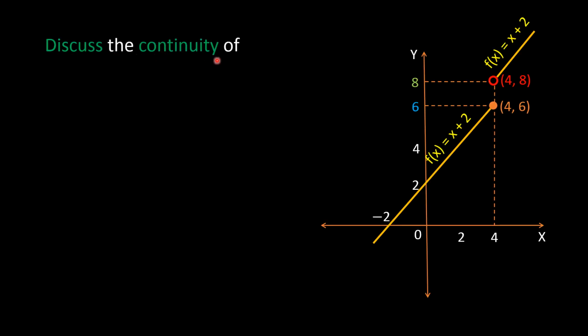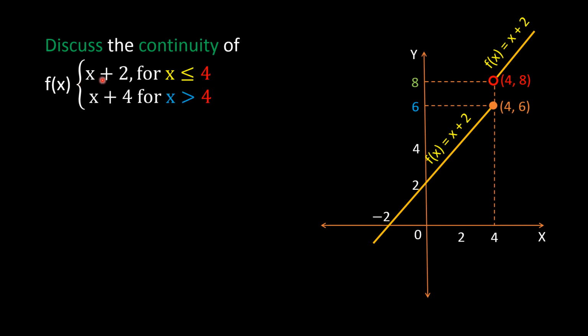Discuss the continuity of f(x) equals x plus 2 when x equals 4 or x less than 4. f(x) equals x plus 4 when x is greater than 4. Let us draw the graph of this function.